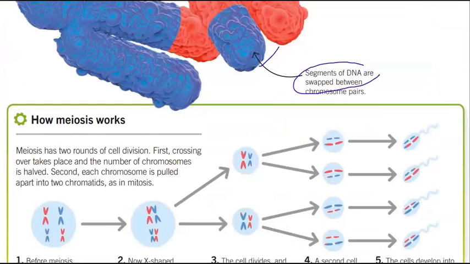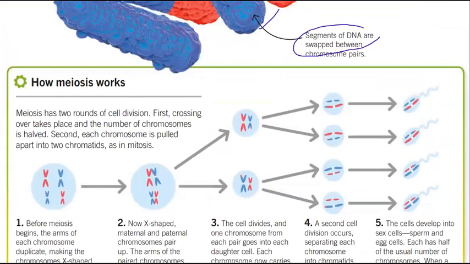Now, how will this meiosis work out? Meiosis has two rounds of cell division. In the first, crossing over takes place and the number of chromosomes is halved, and in the second, each chromosome is pulled apart into two chromatids, as in mitosis.